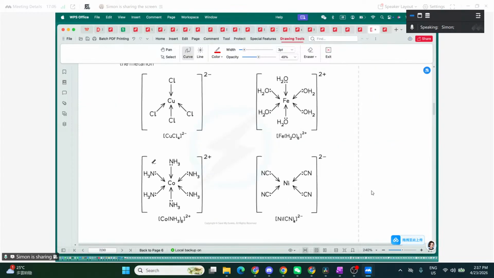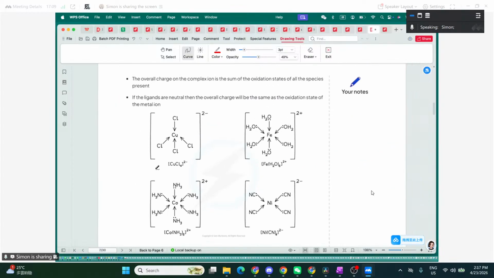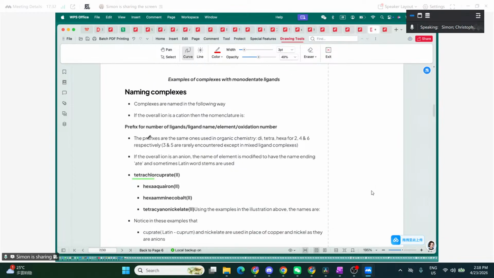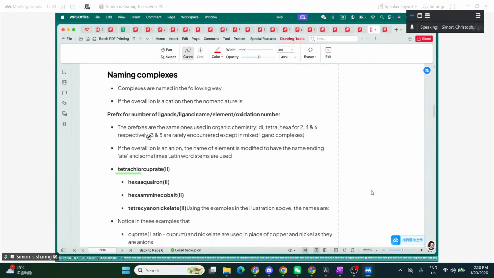And this one, like this one, if the ligands are neutral, we know the overall charge will be the same as the oxidation state of the metal ion. Another process about the ligand is to name the complexes. Naming complexes is a little bit important. Here's the process of how to name the complexes.